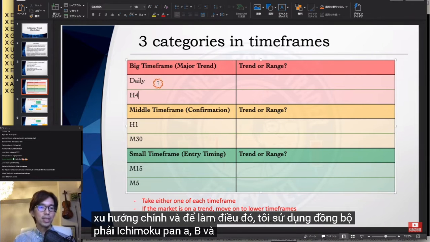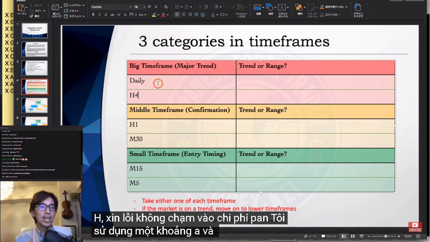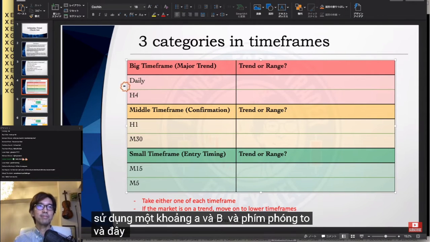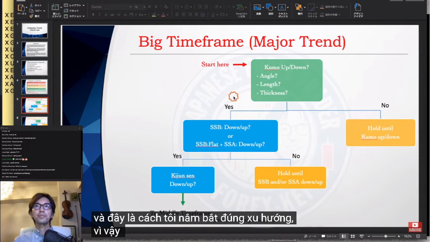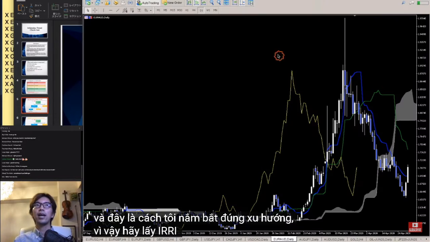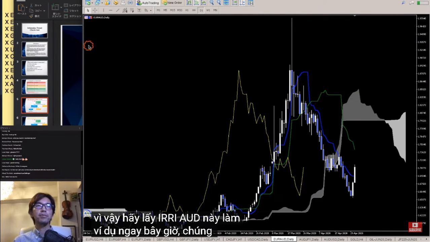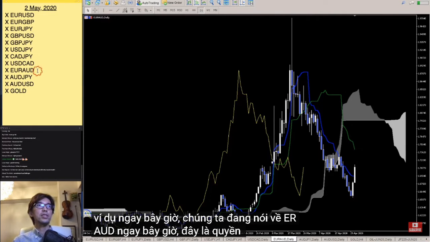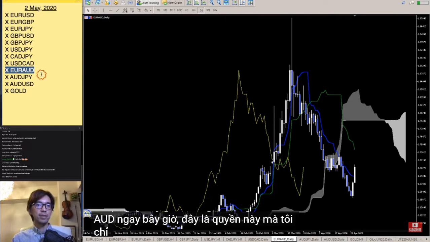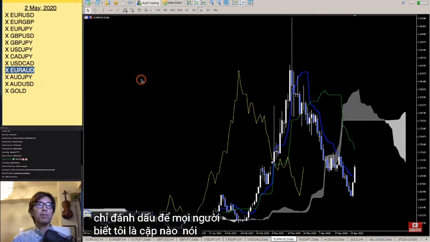Senkou span A and B, and Chikou span. Sorry, not the Chikou span. I use Senkou span A and B and Kijun-sen. And this is how I capture the trend, right? So let's take this EUR/AUD as an example, right? So we're talking about EUR/AUD right now, which is this one. I just highlighted it so that everybody knows which pair I'm talking about.